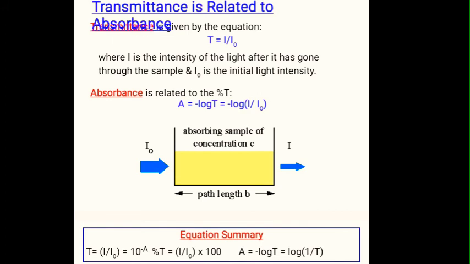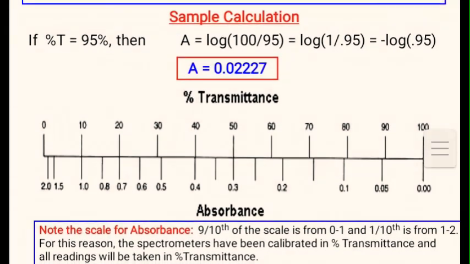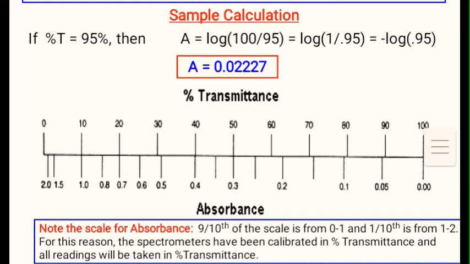Equation summary: capital T is equal to I upon I0, which is equal to 10 raised to the power minus A. The percentage of T is equal to I upon I0 times 100, and A is equal to minus log T, which is equal to log 1 upon T. Sample calculation: if percentage T is equal to 95%, then A is equal to log 100 upon 95, which is equal to log of 1 upon 0.95, which is equal to minus log of 0.95. So A is equal to 0.02227.